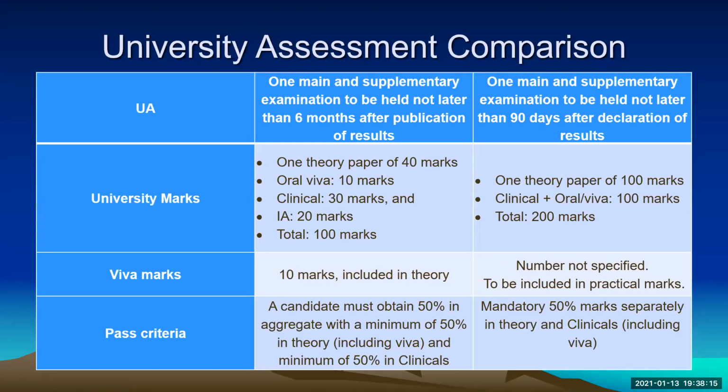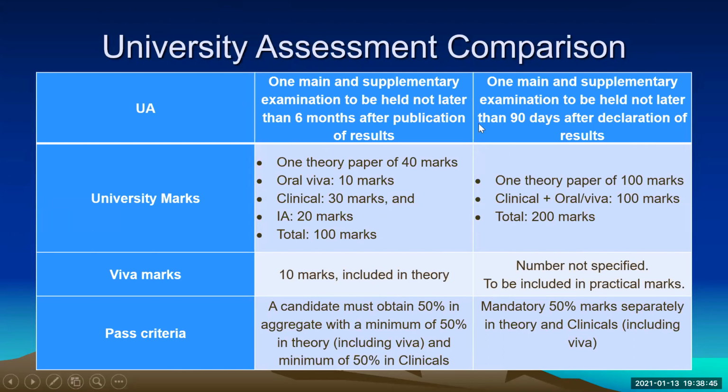What changes are there with the university assessment in the new curriculum? Now, regarding the university assessment, in the older curriculum, there was one main exam and a supplementary exam, which was to be held not later than 6 months after publication of the results. In many colleges in our country, there used to be a minor batch. For example, if a student fails in a particular phase, then he was included in the minor batch, and after the 6 months, another exam was taken.